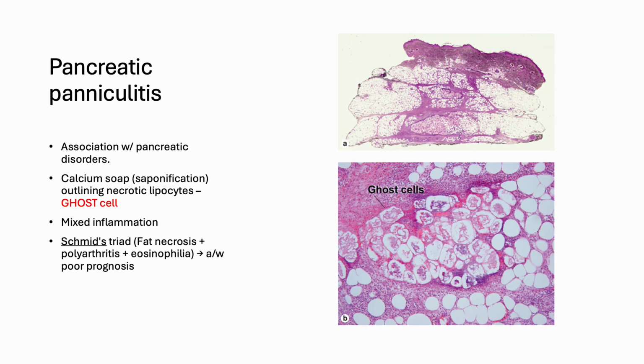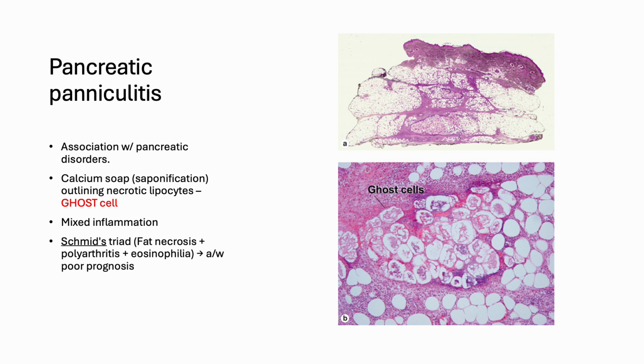Next disorder is under the category of lobular panniculitis, and the first one in this category is the pancreatic panniculitis. It is usually associated with pancreatic disorder, and more specifically chronic or acute pancreatitis, but also it can be seen in pancreatic adenocarcinoma.